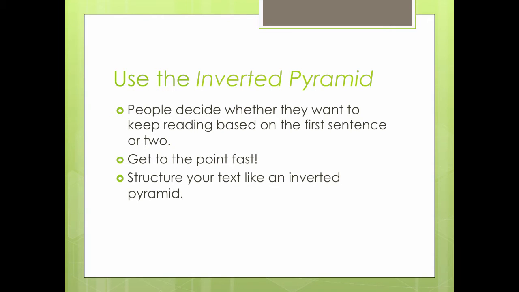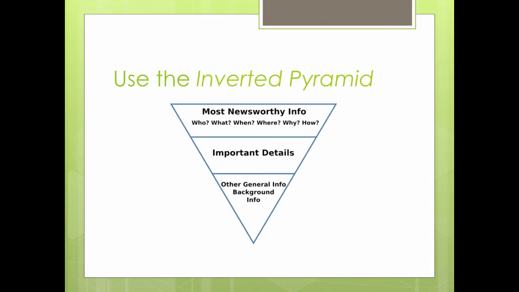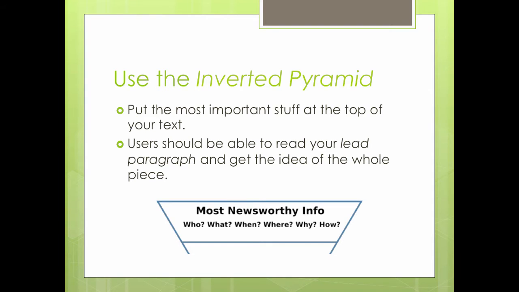The inverted pyramid. We use this because people decide whether they want to keep reading based on the first sentence or two, so we want to get to the point fast. The inverted pyramid is structuring your text like a triangle that's upside down, with the most newsworthy info at the very top. Our users should be able to get the general idea of the entire article by reading the lead paragraph.